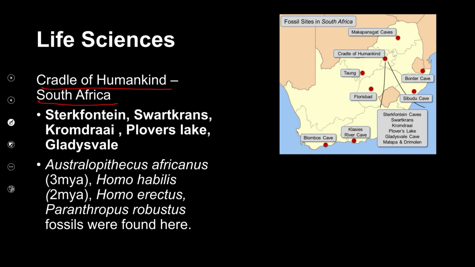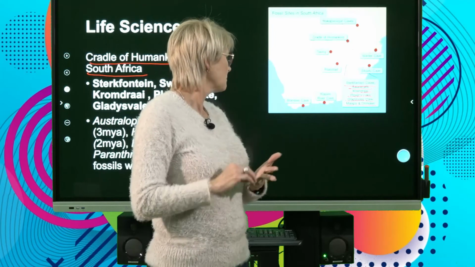Okay, and the Cradle of Humankind then basically has quite a few fossil sites, if you like, or caves, or areas where fossils have been found. And if you have a look here on the diagram, you can see that part of the Cradle of Humankind is Sterkfontein Caves, Swartkrans, Kromdraai, Plovers Lake, Gladysvale Cave, and then Malapa and Drimolen. Okay, now what's important is you'll notice there that most of those are either caves or they talk about Plovers Lake.